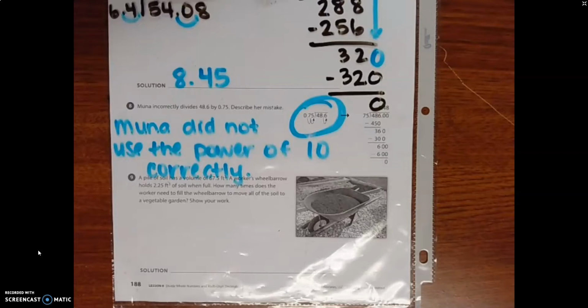All right. Let's look at number 9. Number 9 says a pile of soil has a volume of 67 and 5 feet cubed. A worker's wheelbarrow holds 2 and 25 feet cubed of soil when full. How many times does the worker need to fill the wheelbarrow to move all of the soil to a vegetable garden? Show your work, right?